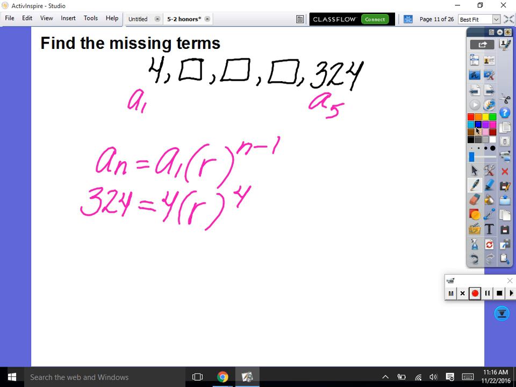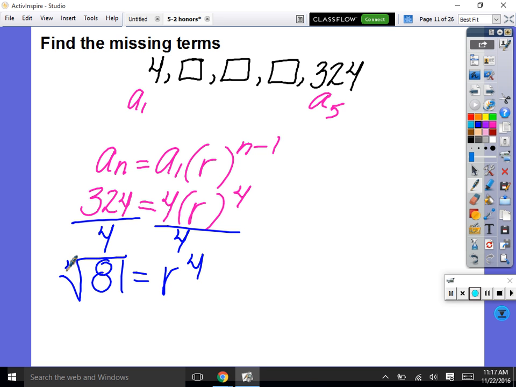Okay, so let's solve for r. What would be my first step? Divide by 4. 81 is equal to r to the 4th, so then we'll fourth root it, correct? So fourth root it. Plus or minus 3. 3 equals r.